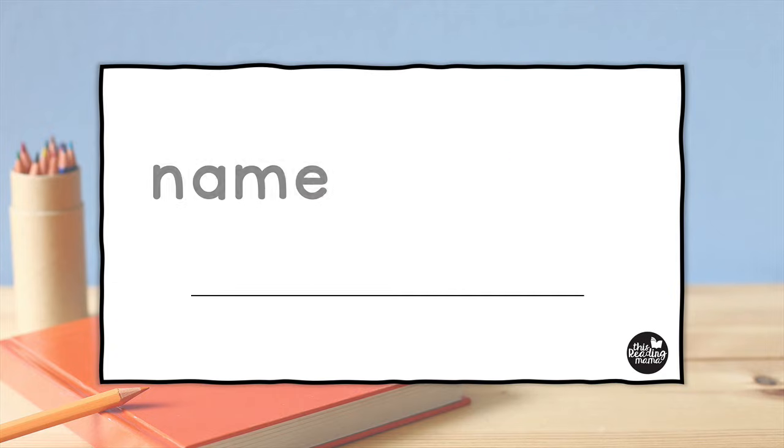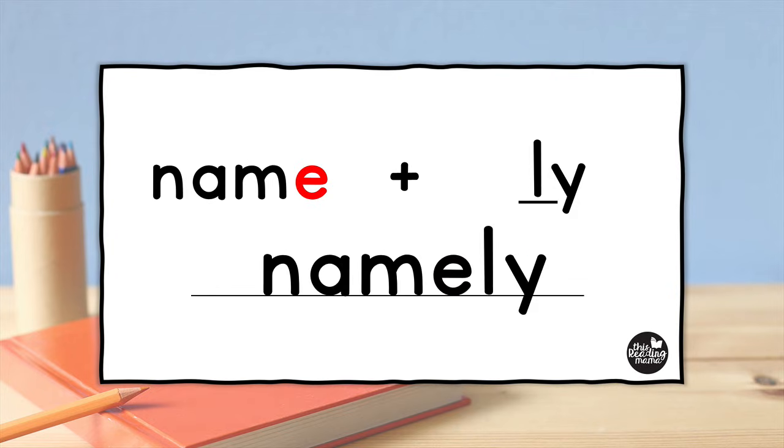Okay, let's try another one. Let's say we have the word name and we want to add ly to it. We need to first ask ourselves, does our base word end with a silent e? And yes, it does. And we also need to remember to ask if the suffix is a vowel suffix. So here, if we look at the suffix, we can see it starts with a consonant. It starts with an L. It does not start with a vowel. So when we write the full word, we do not need to drop the e because our suffix was not a vowel suffix.